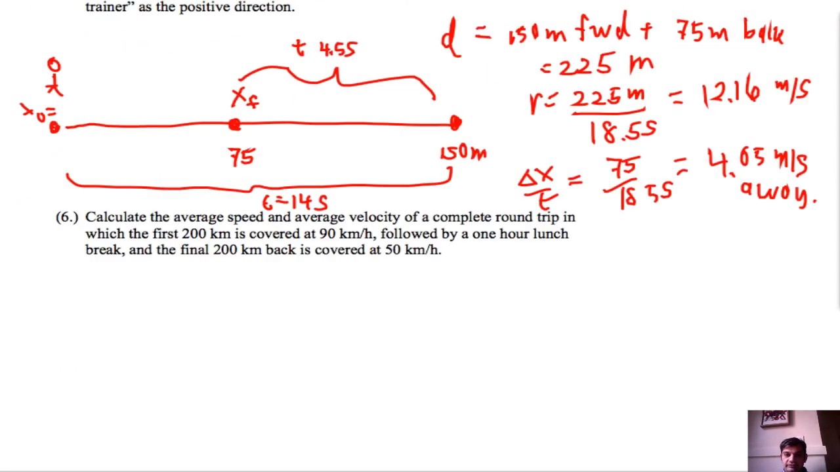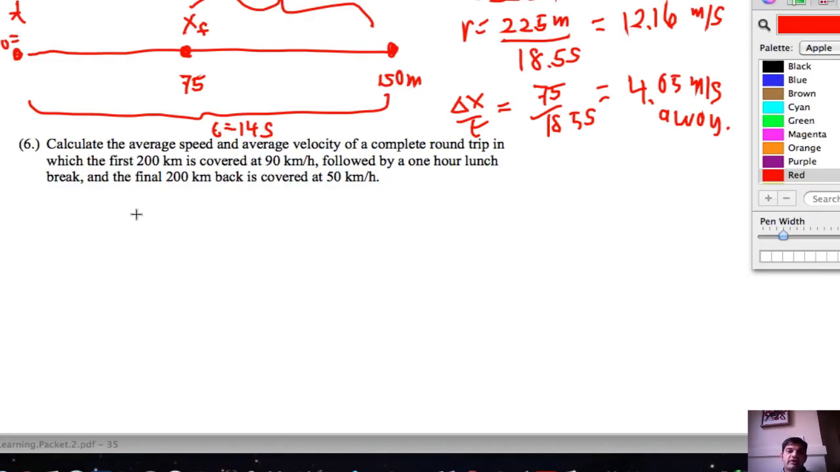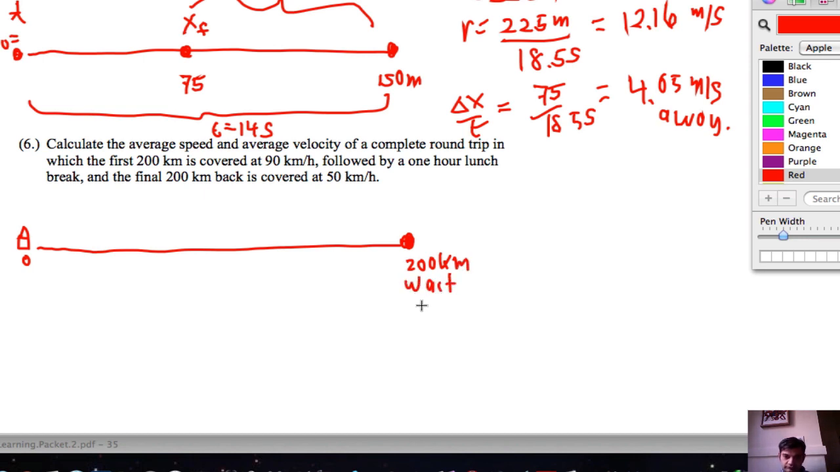So there's that one. All right, problem number 6 is actually quite a tricky one, so let's be careful. We have a person starting at home, and then they go 200 kilometers out. Then they wait, and then they go back home. Right away, let's get one thing out of the way: the average velocity of the complete round trip is 0 kilometers per hour. The trick is getting the speed for the round trip.